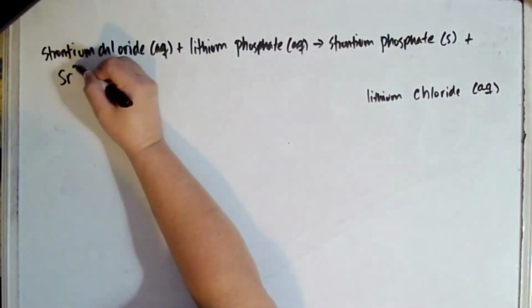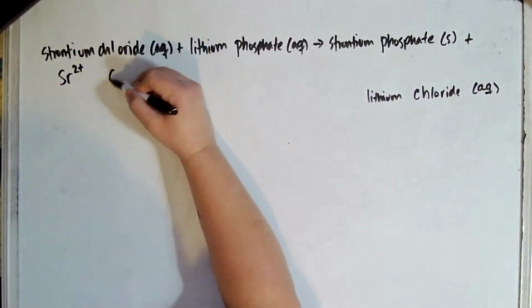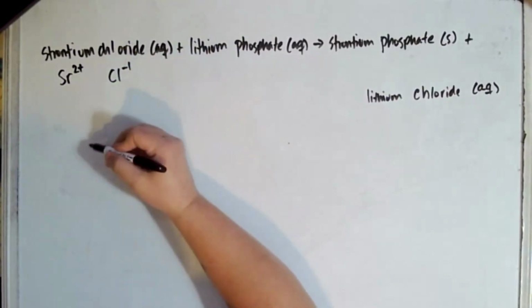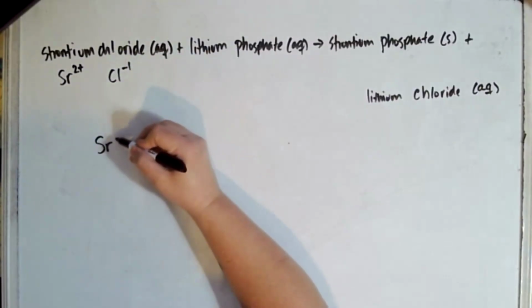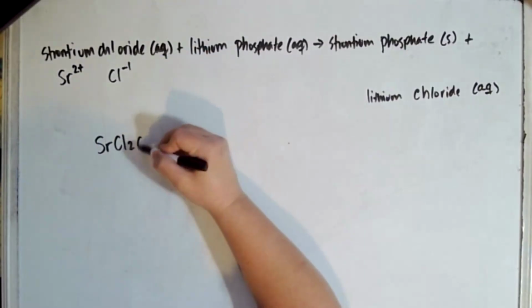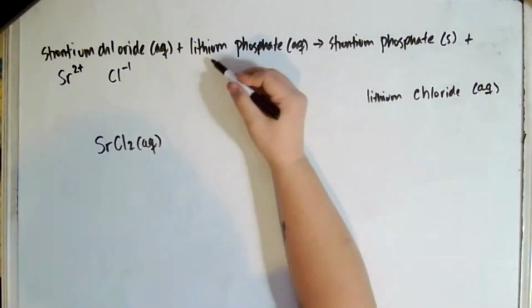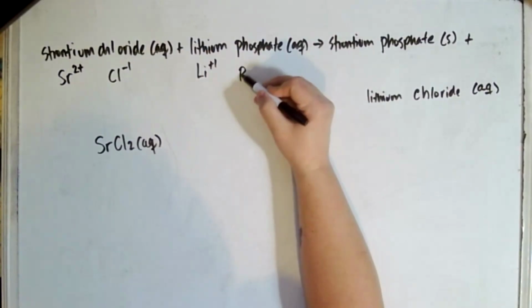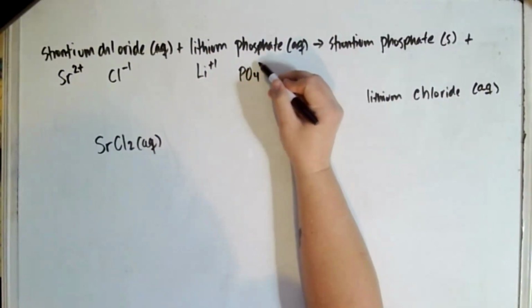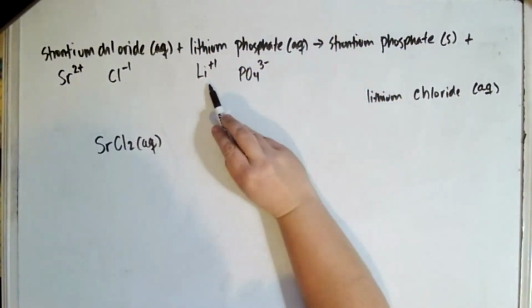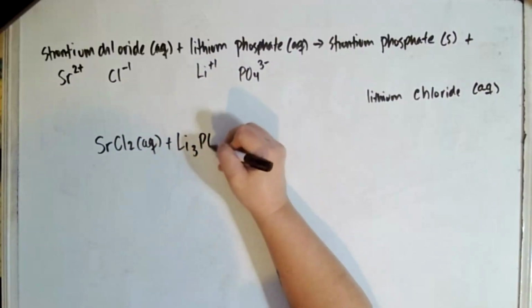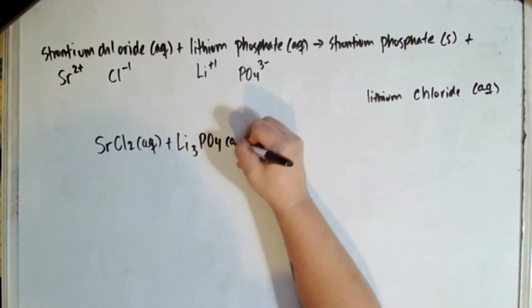We know that strontium is always going to have a +2 charge. Chlorine is always going to have a -1 charge. So our formula for this is going to be SrCl2, and it's aqueous. Lithium is always going to have a +1 charge. The phosphate ion has a PO4 formula with a -3 charge. So the compound is going to be 3 lithiums and 1 phosphate, and it's going to be aqueous.